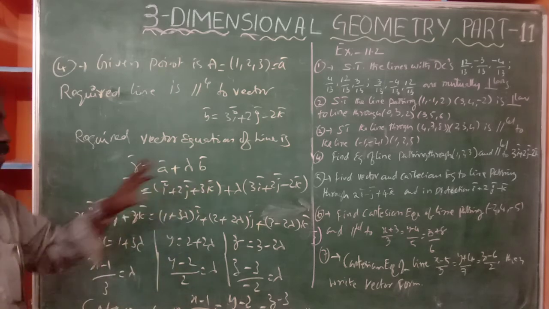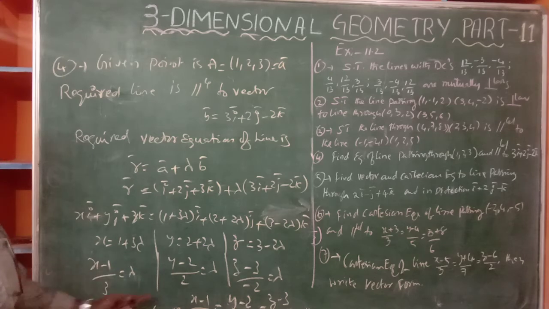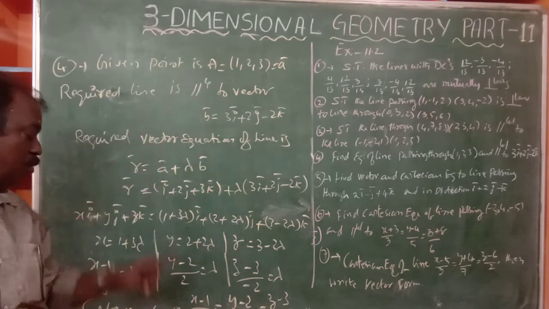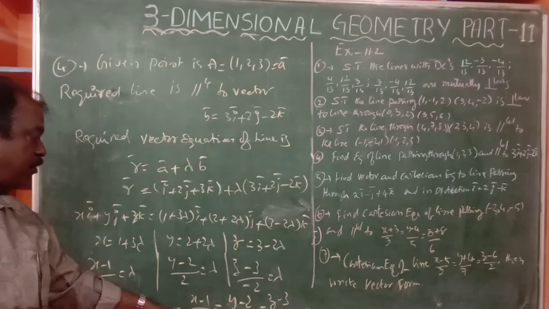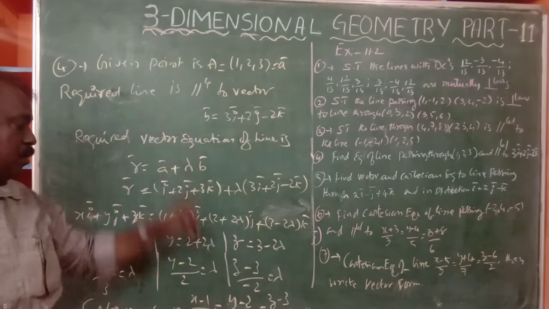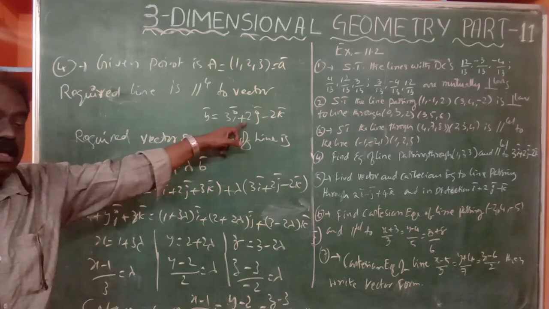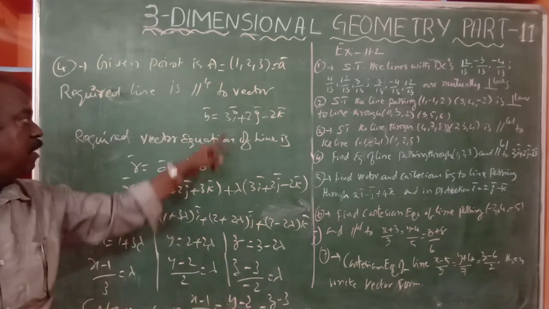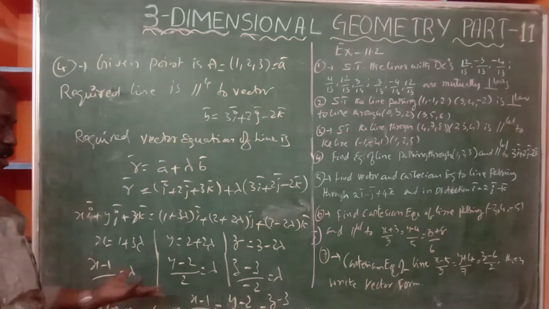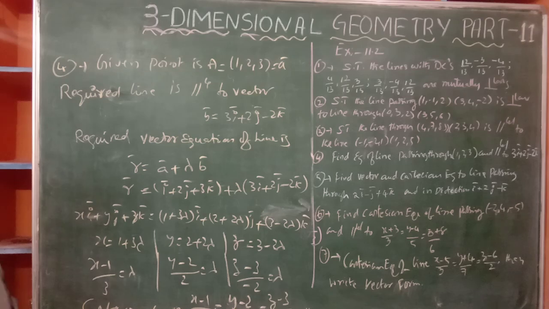Whereas the vector equation of the line, very simple: x minus that coordinate 1 by this coefficient 3, y minus the y coordinate 2 by the coefficient 2, z minus 3 by here minus 2 is there. That is the Cartesian one. Very simple. Okay now? Like that you have to solve. Just pause.